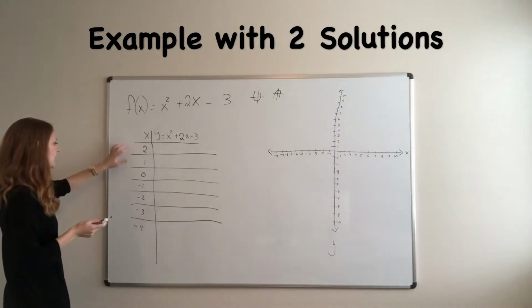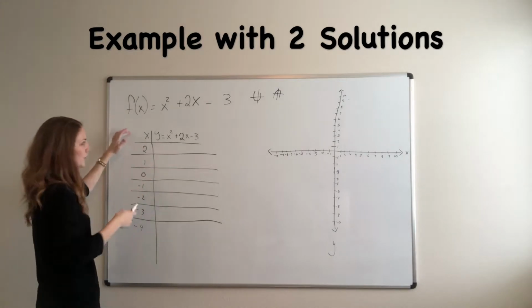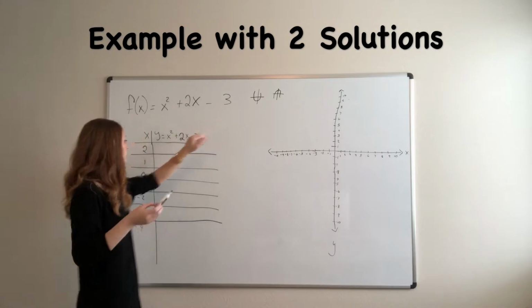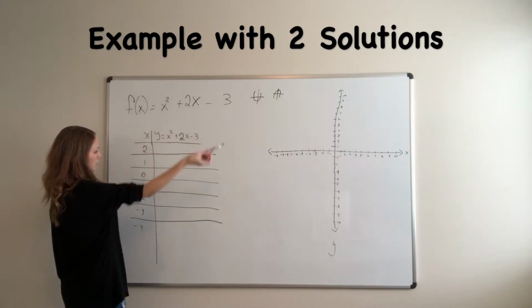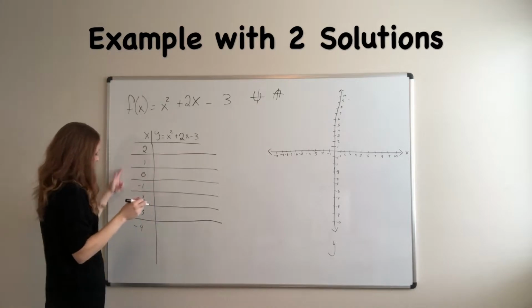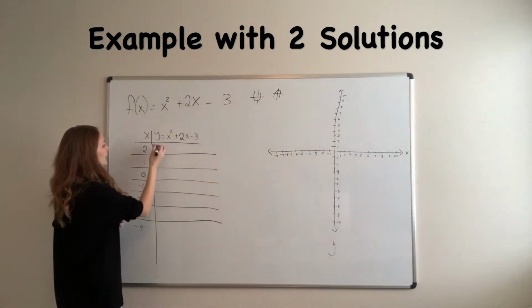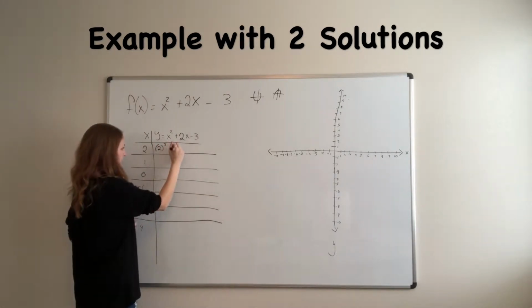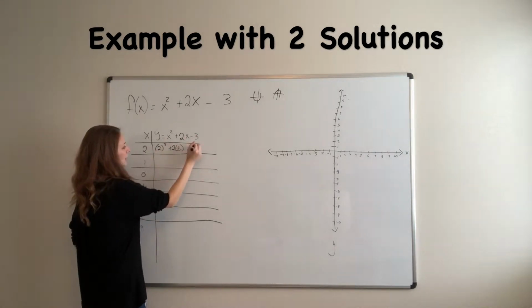Okay, so I've chosen 7 points here, 7 different points for x. We're gonna take these and we're gonna plug them into our original equation here. So I'm going to take our original equation, which is x squared plus 2x minus 3. I'm just going to plug in these values I've chosen for x into the equation. So now instead of saying x squared, I'm going to say 2 squared plus 2. Instead of saying 2x, I'm going to say 2 times 2, and then of course minus 3.